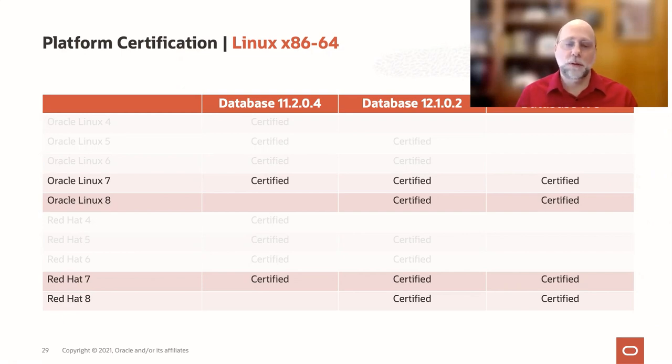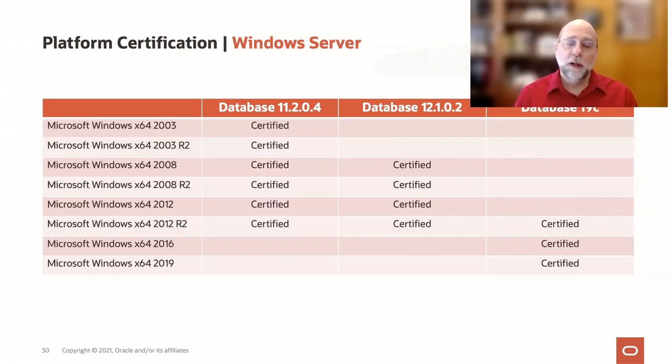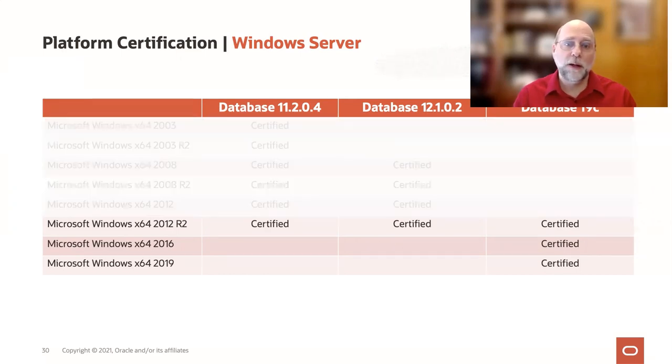Of course, if you're going to a new server, you could just install the correct versions on that new server, and that takes care of it as part of your upgrade. But for in-place upgrades, find that sweet spot in the middle. The same is true for Windows as it is for Linux, where, for example, going again from 11.2.0.4 to 19c, what you'd need to do is make sure that your 11.2.0.4 database is running on Windows Server 2012 Release 2. That way, you could upgrade directly to 19c on that hardware.